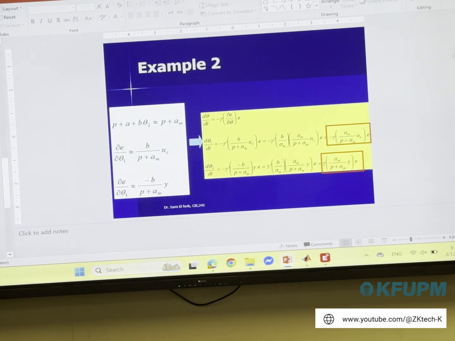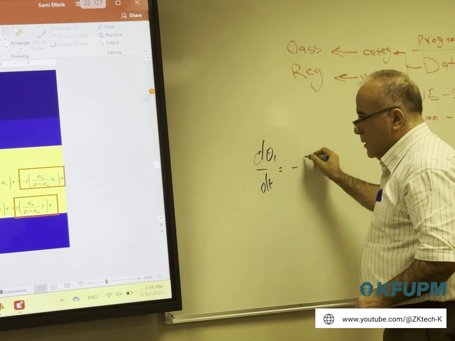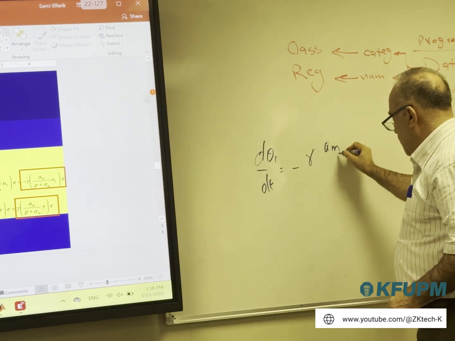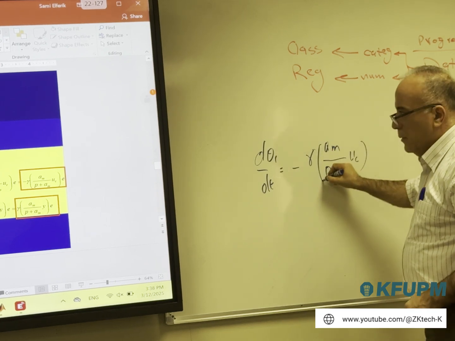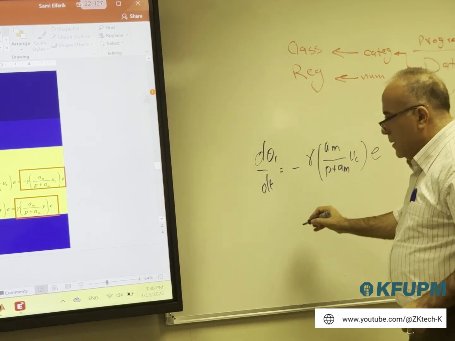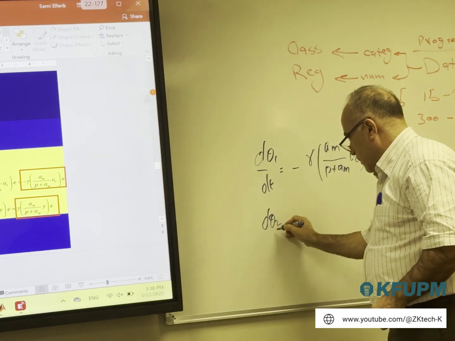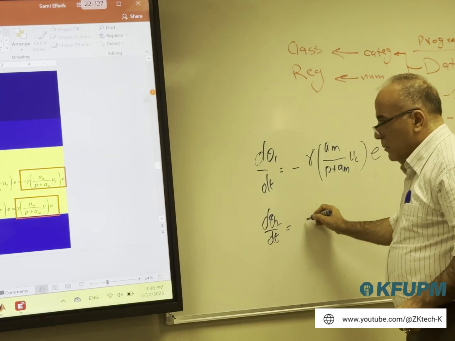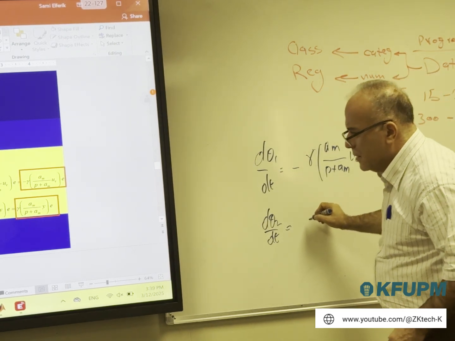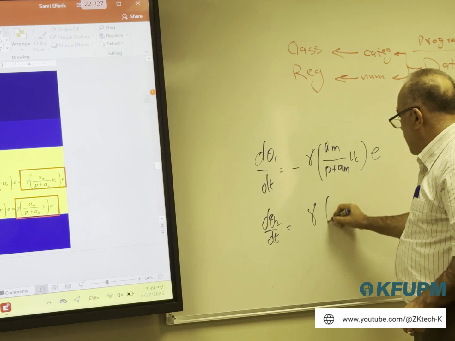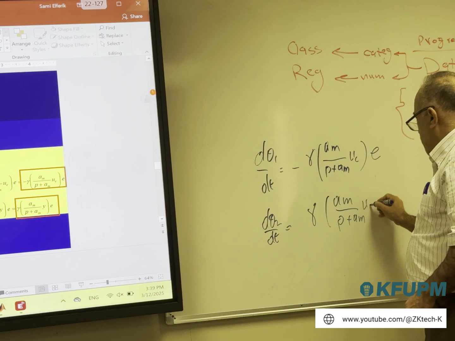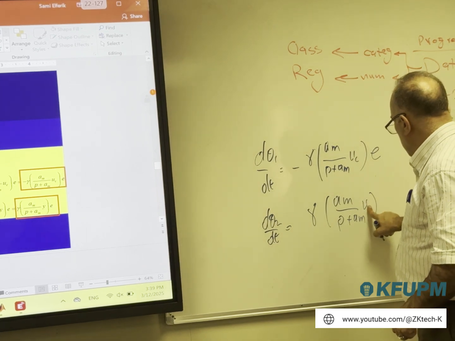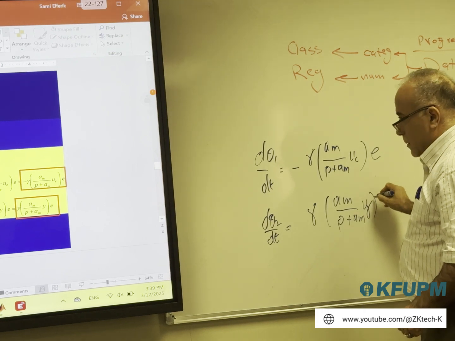So we are saying the first one, the derivative of theta 1 with respect to time is equal to minus gamma multiplied by am over p plus am times uc, the whole thing multiplied by e. And then the second one, the derivative of theta 2 with respect to time is equal to plus gamma multiplied by am divided by p plus am times uc, the whole thing multiplied by y, sorry.